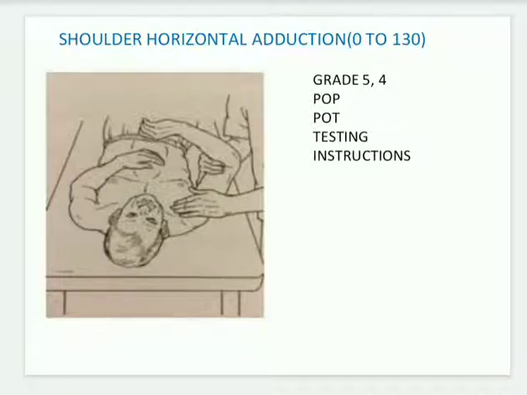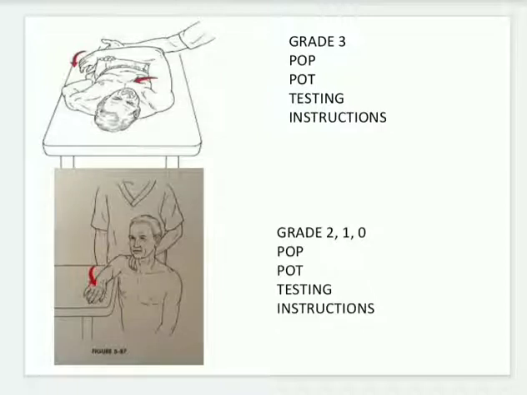Grades 5-4-3: 5 is maximal resistance and 4 is minimal. When coming into grade 3, position of patient is supine and therapist the same, in standing. For testing, the clavicular head's direction of motion is diagonal, and the sternal head's is diagonally downward and inward. Instructions are the same: as much as you can, do the range of motion. Grade 3 is with no resistance.